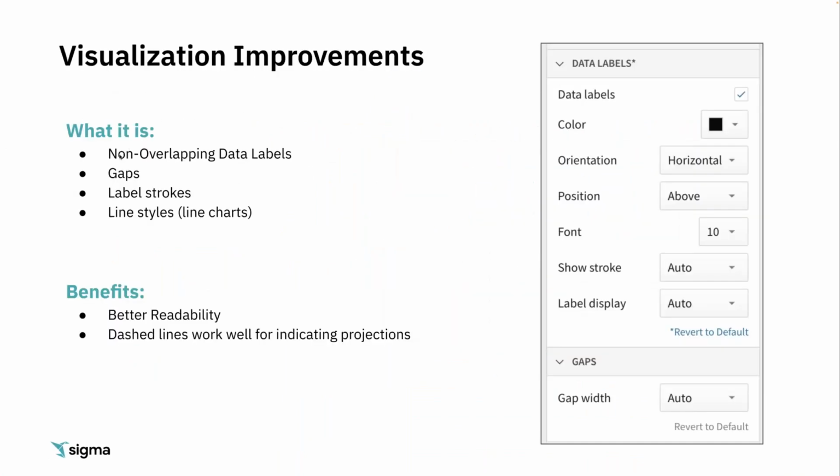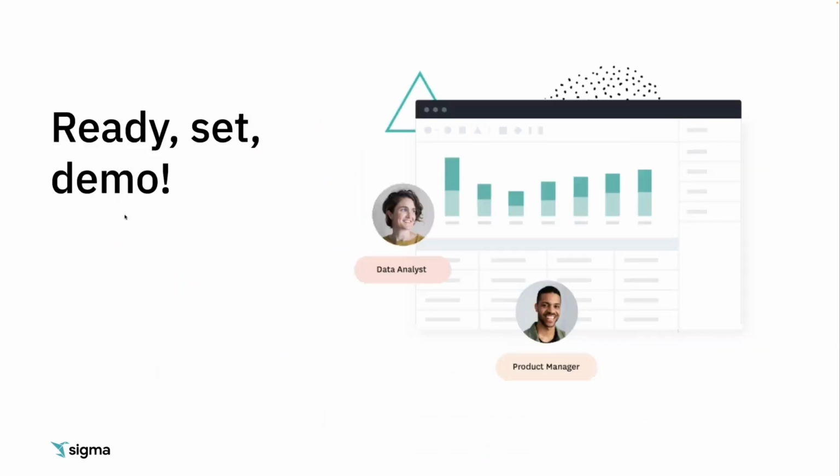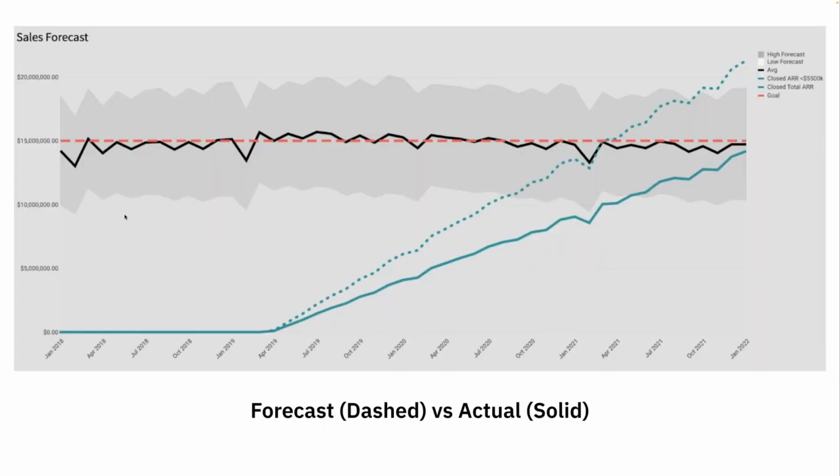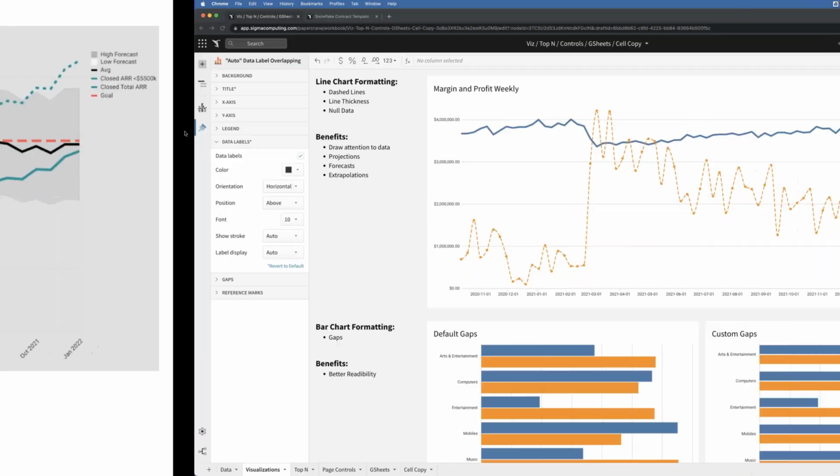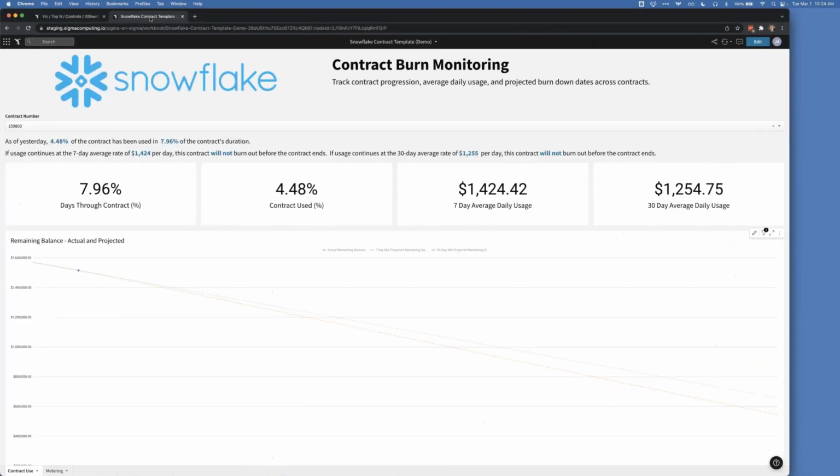Let's just make sure we covered these all off: the overlapping, the gaps, the labels, and the line styles. Yep, we are good to go. Here's an example I took from one of the demos we did, which shows the forecasting with the dashed line. This one also shows the high-low range feature we put on the line charts a couple months back. And I think I have another demo of this line one as well.